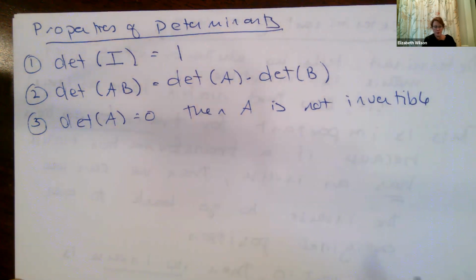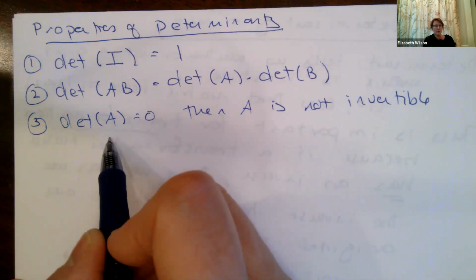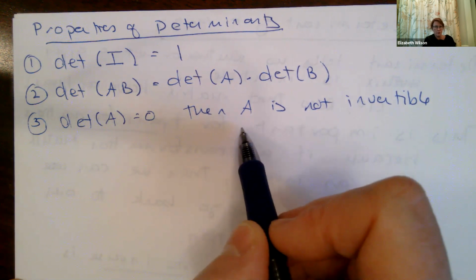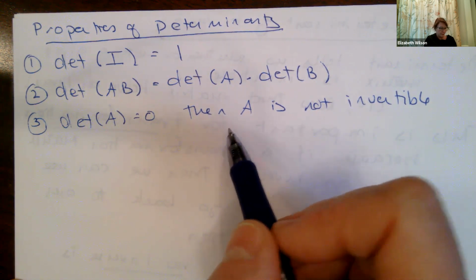We said this before, right? If the determinant of our matrix is equal to 0, then there's no inverse for that matrix A.